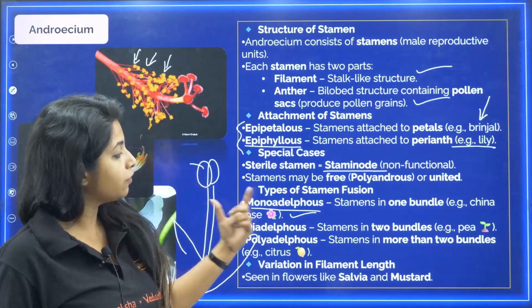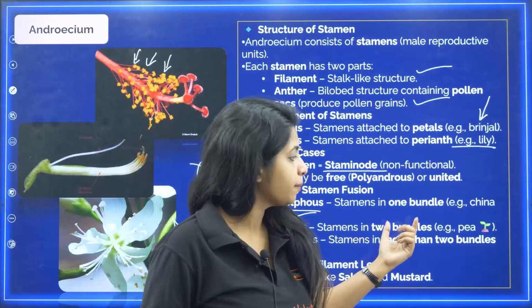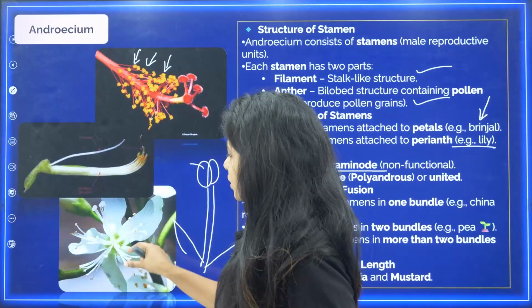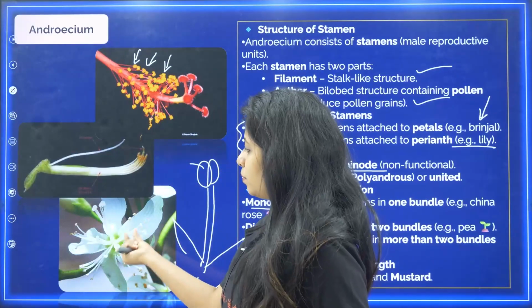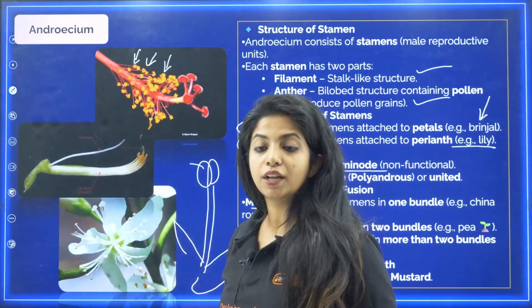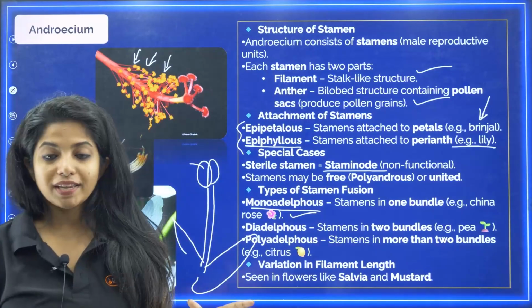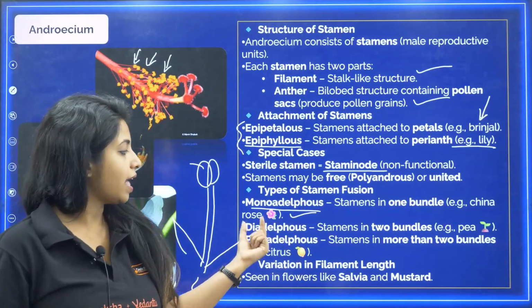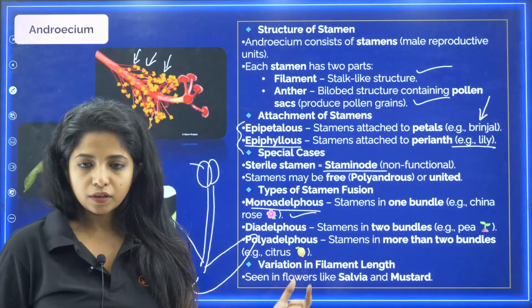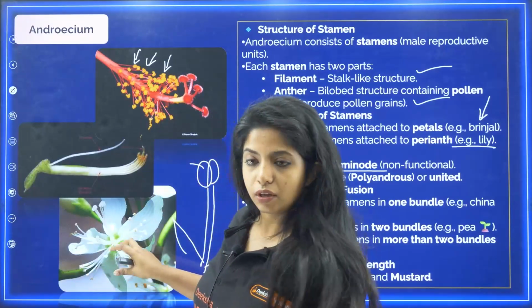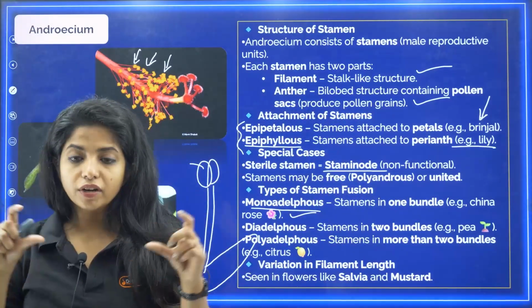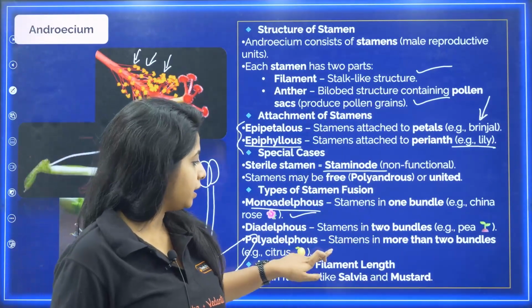Now polyadelphous condition is when stamen are in more than two bundles. As you can see over here, you can find one bundle, second bundle, third bundle, fourth bundle, fifth bundle. So there are so many separate bundles over there. So you call this polyadelphous condition. All of them are together over here, but in different bundles. For example, you can find it in citrus plants.